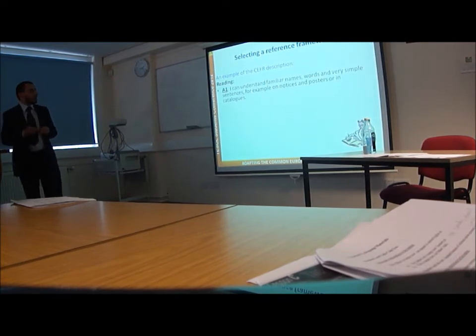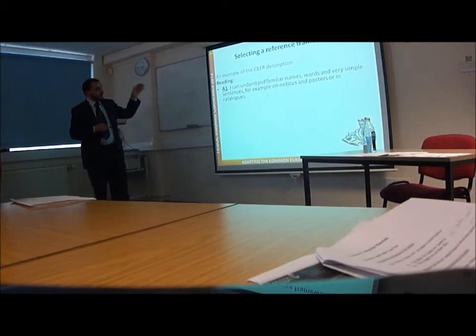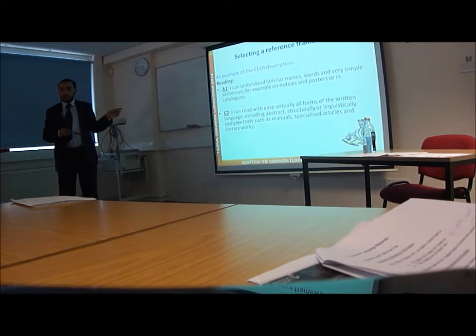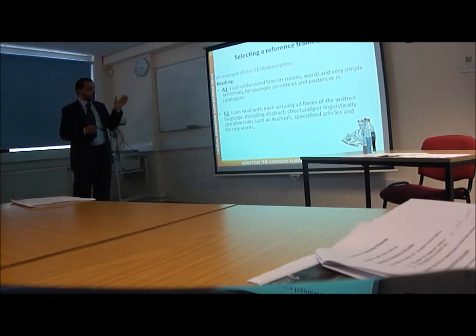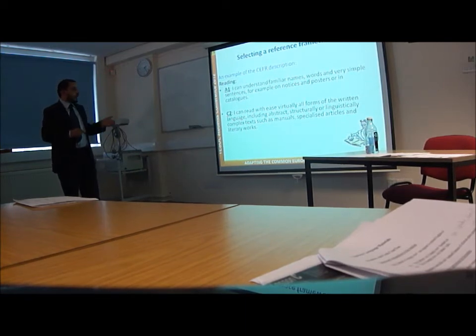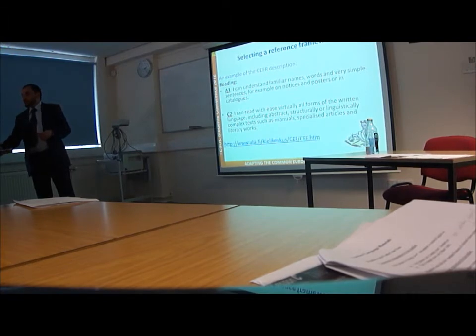For example, reading in A1 states that a learner can understand familiar names, words, and very simple sentences, for example on notices and posters or in catalogs. In C2, the highest level, the learner can read with ease virtually all forms of the written language, including abstract, structurally or linguistically complex texts, such as manuals, specialized articles, and literary works. A more comprehensive description can be found online for all levels.